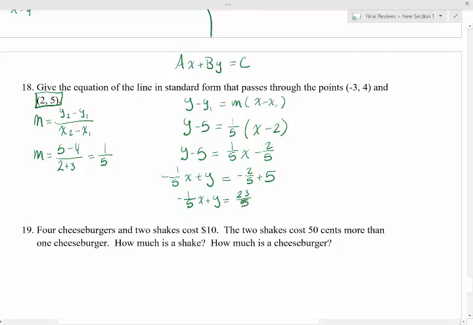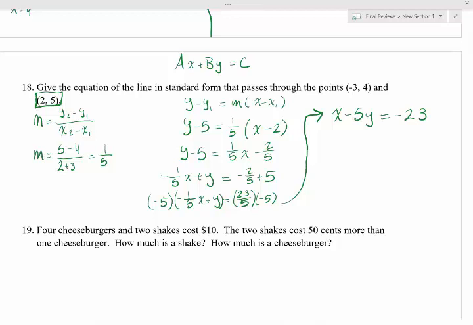And I want to get rid of any negatives in front of x and any fractions. Well, I can go ahead and kill 2 birds with 1 stone by multiplying both sides of my equation by -5. So that gets rid of the fraction in front of x and gets rid of the negative in front of x, which is really nice. So it's going to give me x minus 5y equals -23. So I only have positive or negative whole numbers, and the number in front of x is positive. So this is the equation of our line in standard form.